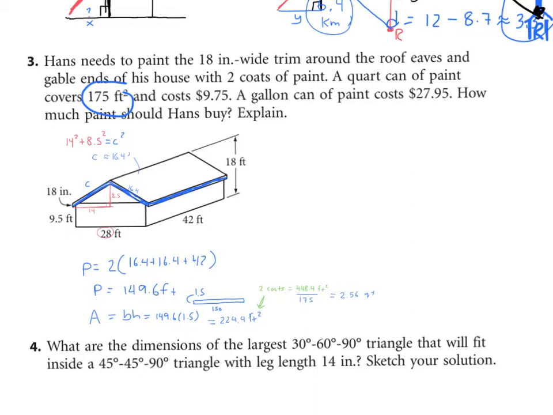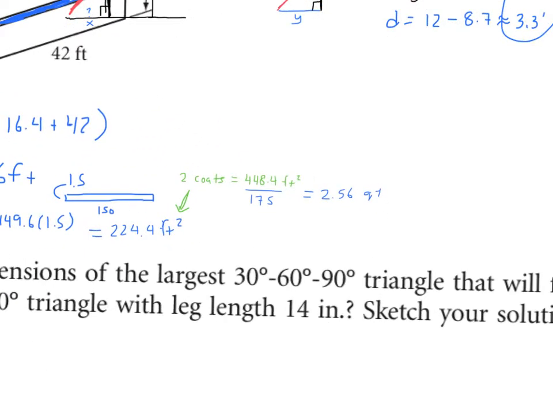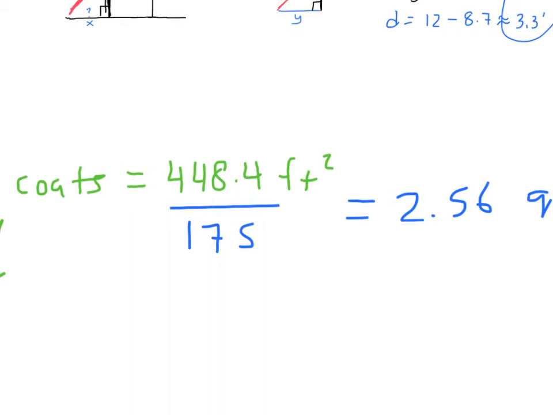I almost feel like there should be more. Let's see if I've made any mistakes. Why is it 448.4? Shouldn't it be 448.8? All right, yep, quick change here. 0.8 right there.